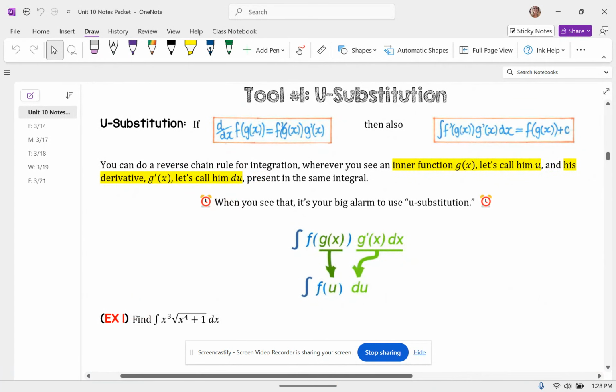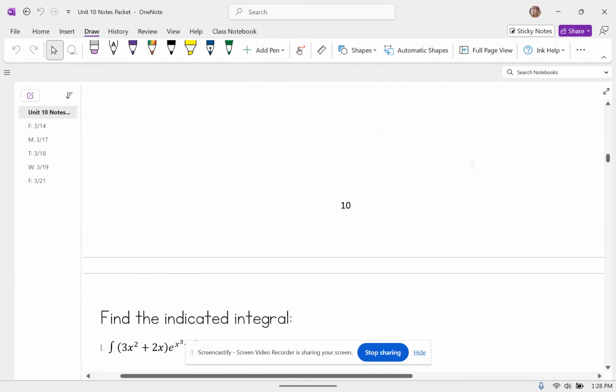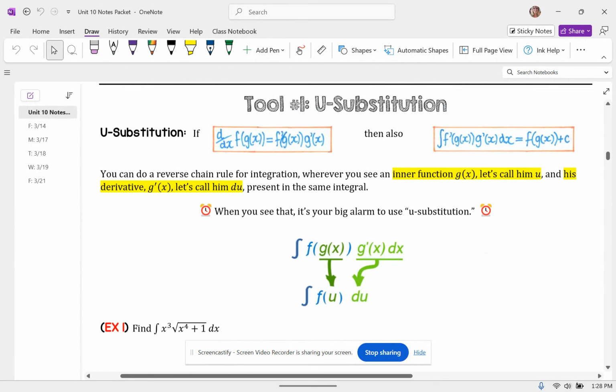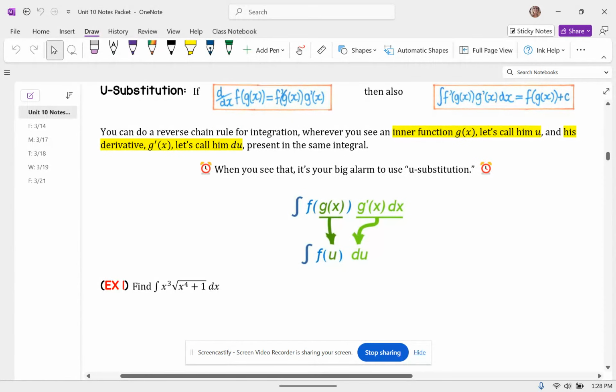Today we are learning about a tool called U substitution. It seems tricky at first, and then when it clicks, you're good to go. So just be patient with yourself, okay? We are going to page 10 right now. So page 10, you ready? Here we go.